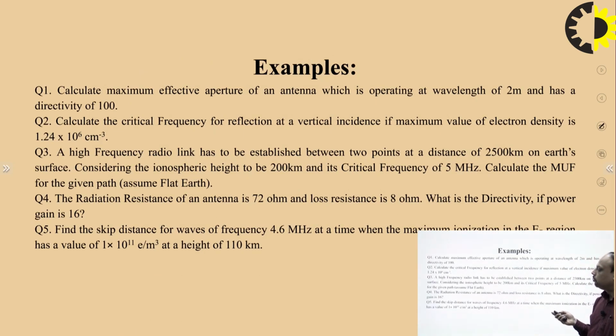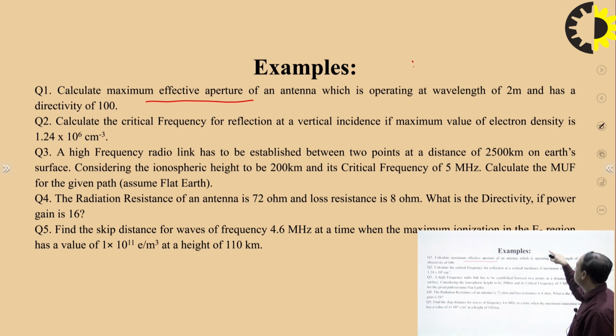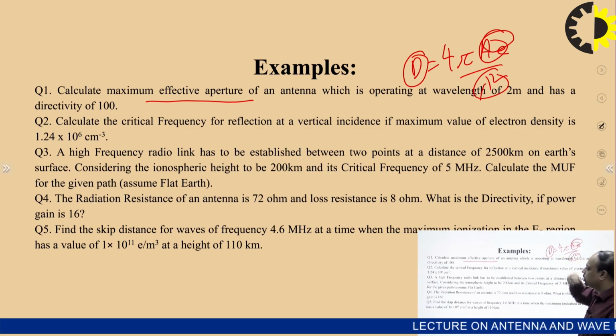So these are some examples with the help of the different derivations we derived in this and the previous lecture. We can do some small numericals with the derived formulas. Over here, we have to calculate the maximum effective aperture. For this, the formula D is equal to 4 pi Ae by lambda square, which we already derived. So you can solve this: D is the directivity, and lambda is the operating wavelength. We can calculate the effective aperture of the antenna.